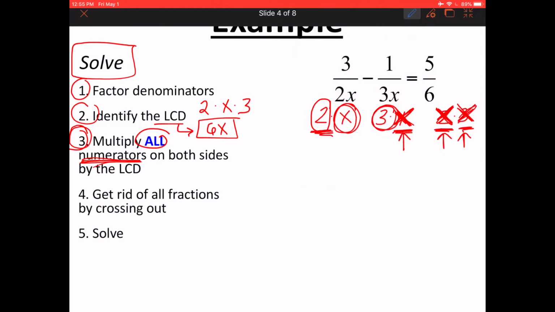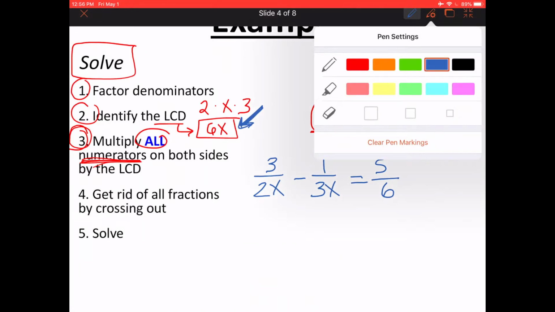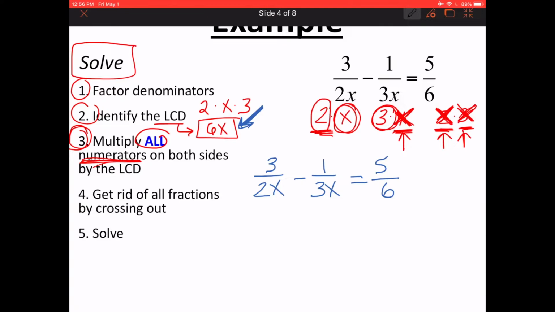So I'm going to just rewrite my equation down here. I would have 3 over 2x minus 1 over 3x equals 5 over 6, I apologize. I know my LCD is 6x. So to follow step 3, I'm going to multiply all my numerators by 6x. So 3 times 6x, 1 times 6x, 5 times 6x. I do not multiply the denominators. Okay, guys? So you're just identifying the LCD and then multiplying your numerators by the LCD.